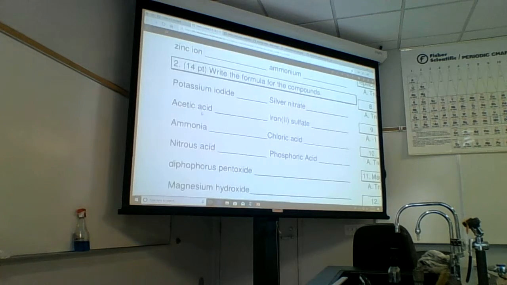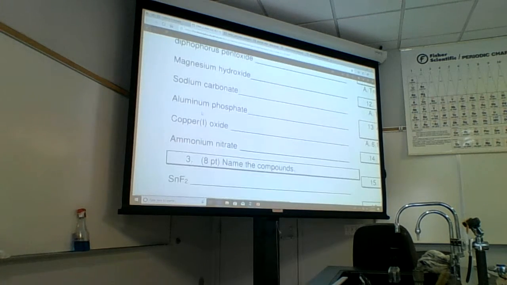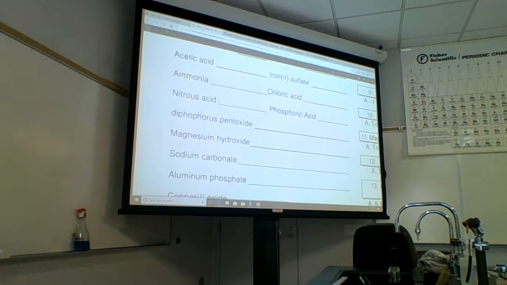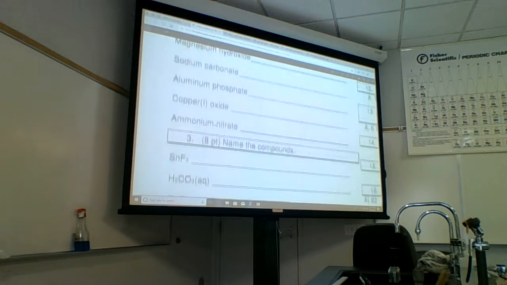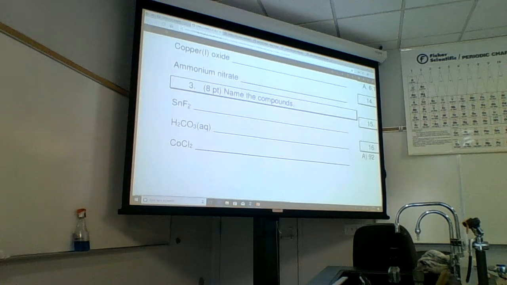Then we have compounds, molecular compounds, salts or ionic compounds, and acids. Then we have a mixed compound.